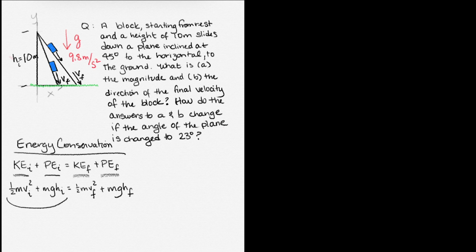As you can see, there's a mass term in every one of these individual terms of energies. What we can do in that case is cancel the mass in the potential and in the kinetic energy. This means that our solution will be independent of mass.